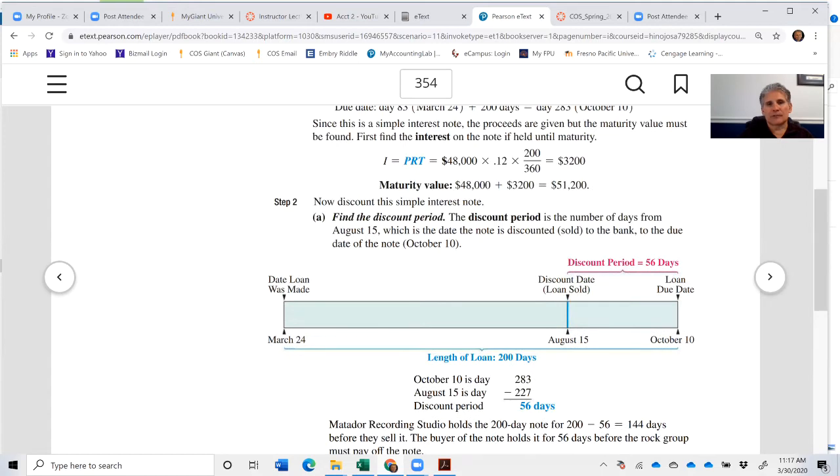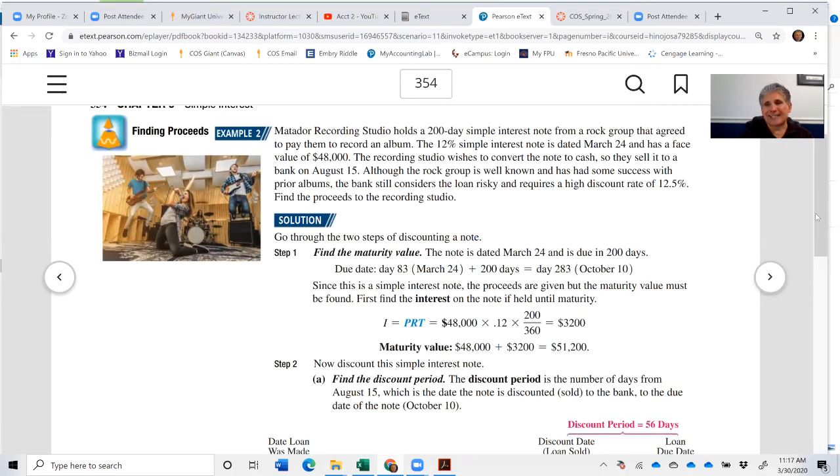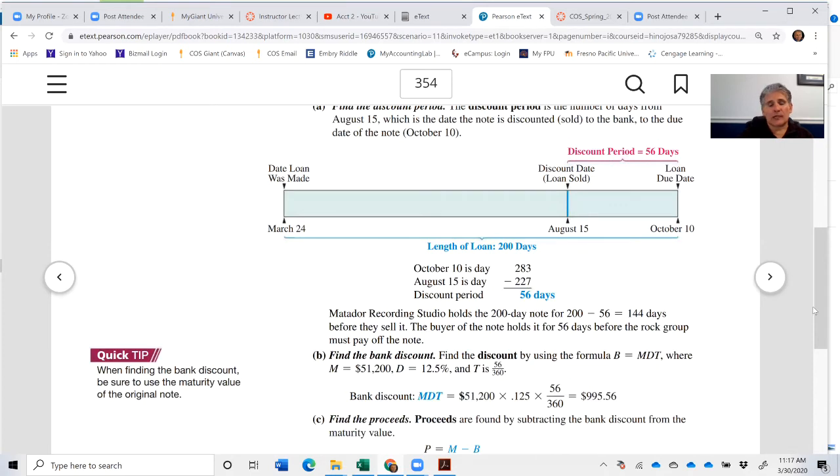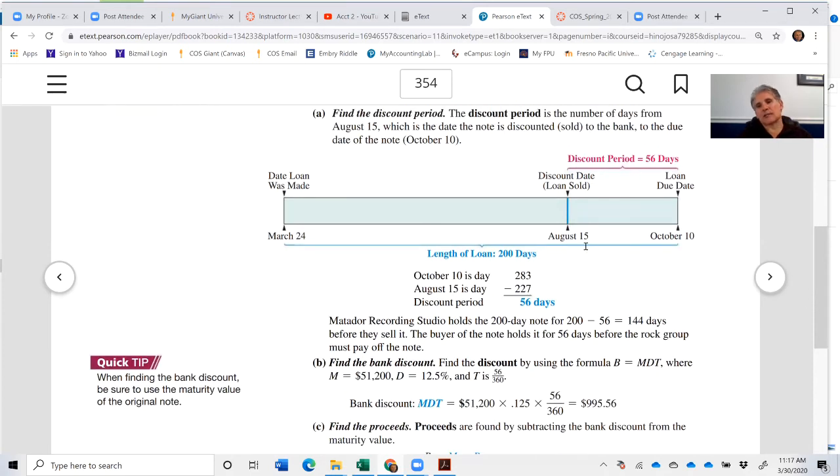However, it appears that the notes say that on August 15th, they need some cash. So they go to a third party, probably the bank, and say, on August 15th, hey, I have a note that's going to be paid on October 10th. Will you buy that note for me? And the bank will say, yeah, we'll buy that note. But first of all, we have to figure out how many days are involved. October 10th is the 283rd day of the year. August 15th is the 227th day. The difference is 56 days. So there's going to be 56 days between August 15th and October 10th.